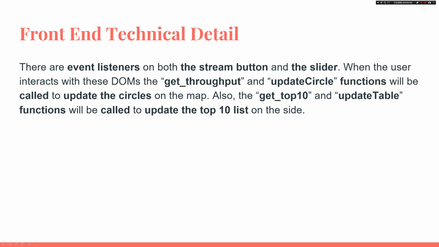There are event listeners on both the stream button and the sliders. When the user interacts with these DOM elements, the get throughput and the update circle functions will be called to update the circles on the map. Also, the get top 10 and the update table functions will be called to update the top 10 list on the site.